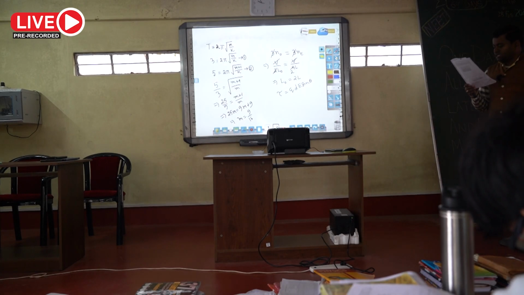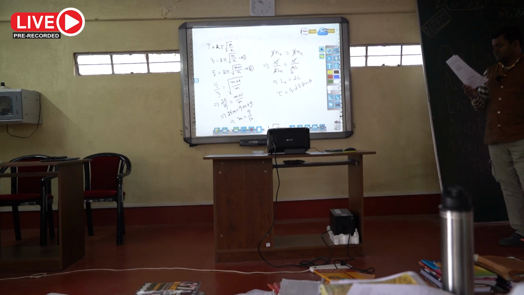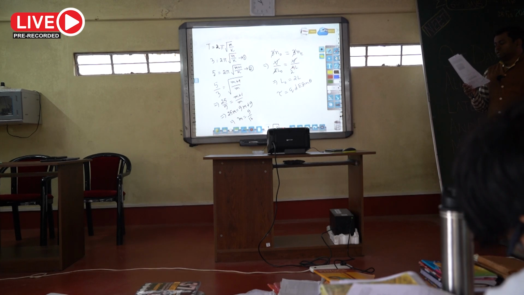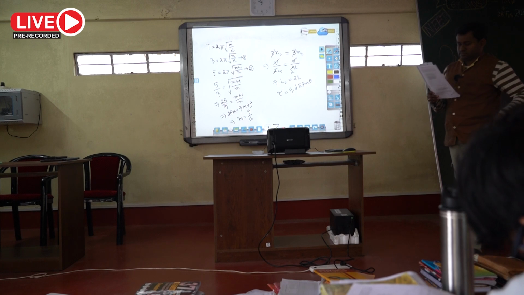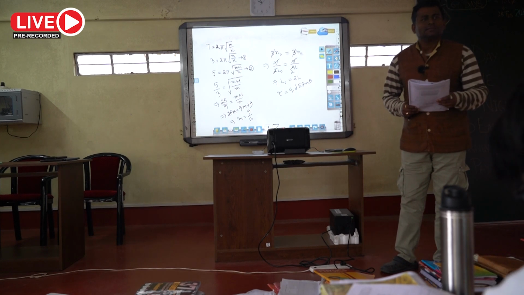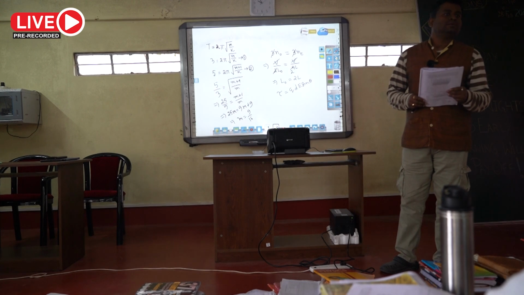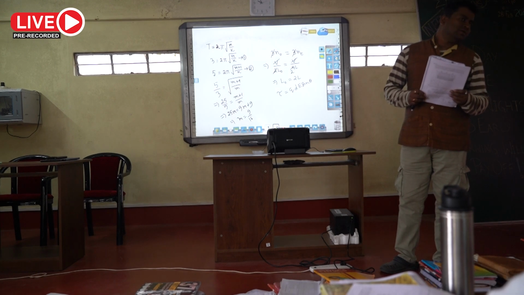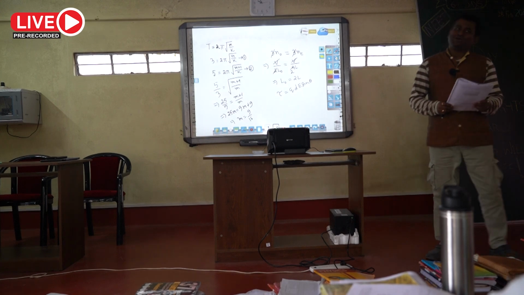Torque is given 4 Newton meter. d is given 2 centimeter. You have to convert it into meter. Then field intensity given 2 into 10 to the power 5. Angle given 30 degree. Calculate. What is the answer? 2 milli or micro? Milli, sure.